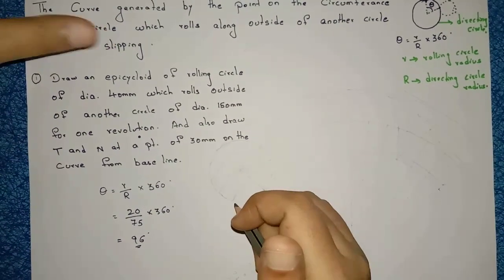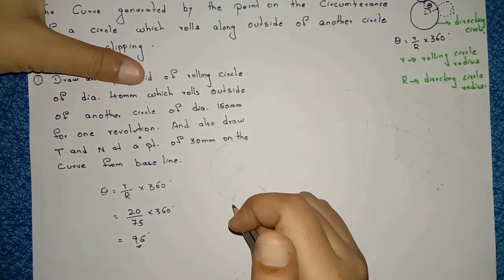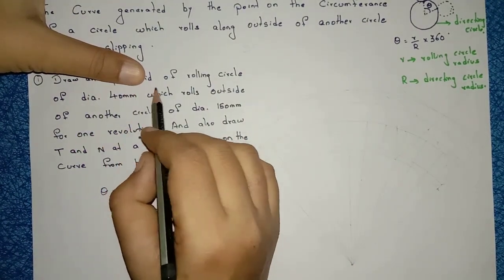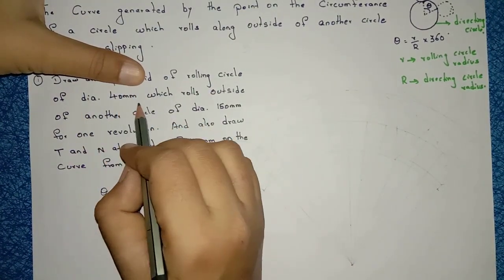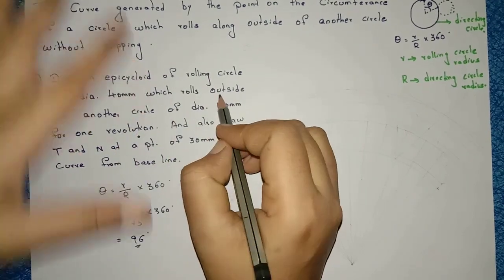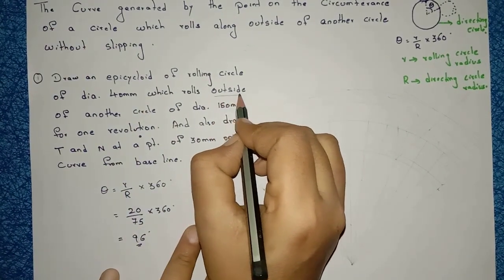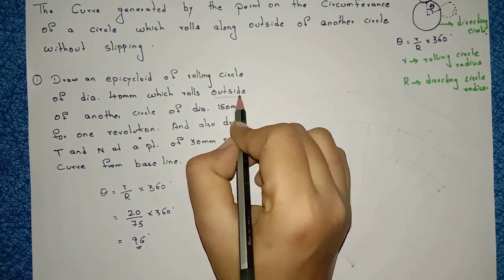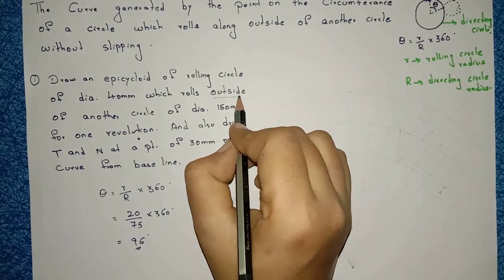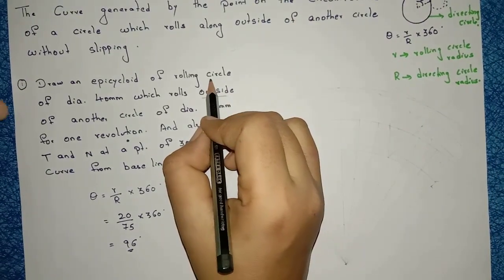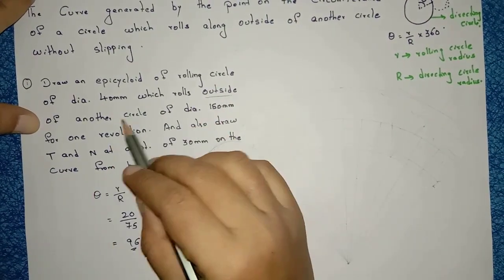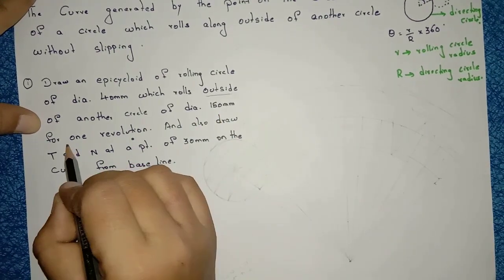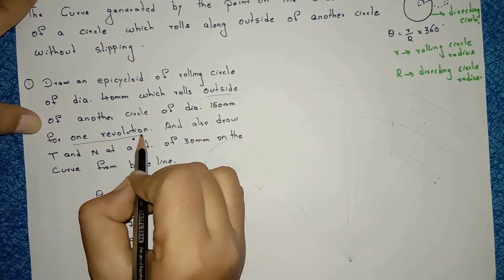Now you see, suppose they didn't mention epicycloid, and instead said draw a curve of a rolling circle of diameter 40 mm which rolls outside. Outside means you have to construct an epicycloid only. Here they mention rolling circle diameter 40, generating circle diameter 150, and one condition: for one revolution, right?